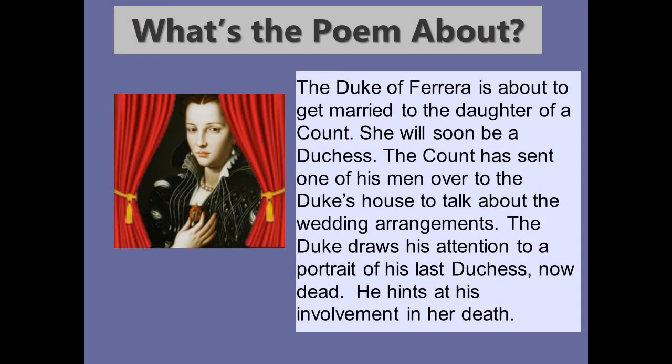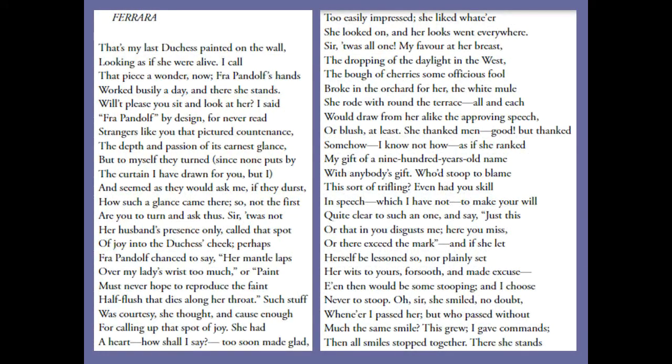Okay, so we'll start by thinking about what the poem's about. The Duke of Ferrara is about to get married to the daughter of a count. So she's soon to be a duchess. The count has sent one of his men over to the Duke's house to talk about the wedding arrangements. And the Duke draws his attention to a portrait of his last duchess, who's now dead. And while he talks about the portrait and what she was like, he hints at his involvement in her death. We're going to start with the reading of the poem, and then after that we'll start thinking about the meanings of it.